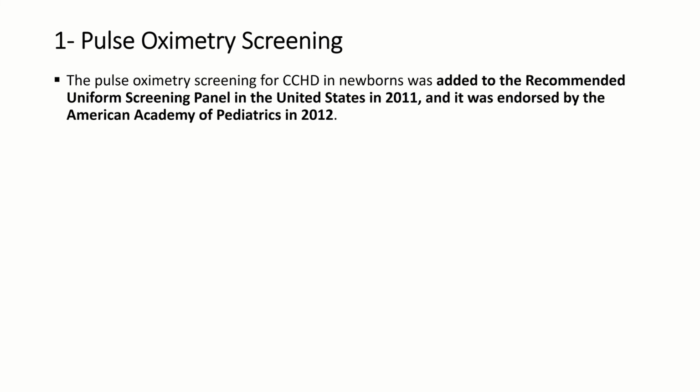and Turner syndrome. There are 2 tests that are very useful in the outpatient clinic when you deal with cyanotic congenital heart disease. The first one is pulse oximetry screening. It's very easy, and after the COVID pandemic, actually all clinics have a pulse oximeter. Pulse oximetry for cyanotic congenital heart disease was added to the recommended uniform screening by the United States in 2011 and also by the American Academy of Pediatrics in 2012.